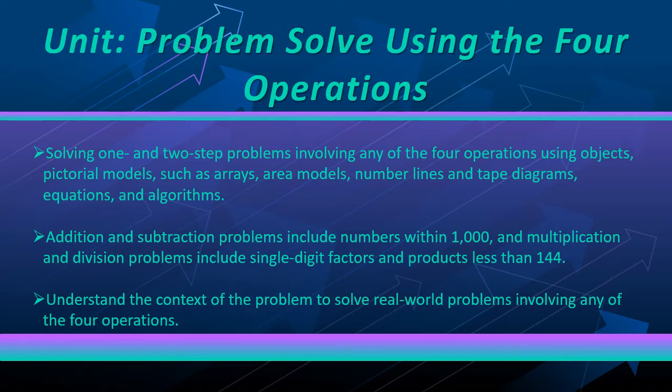In this problem-solving unit, students will be solving both 1- and 2-step problems involving any of the 4 operations. In order to make sense of these problems, students will be using objects, picture models like arrays, area models, number lines, and tape diagrams. From their models then, they will want to write equations and then be able to solve, possibly using an algorithm. Notice that addition and subtraction problems include numbers within 1,000, and multiplication and division problems will include single-digit factors and products less than 144.